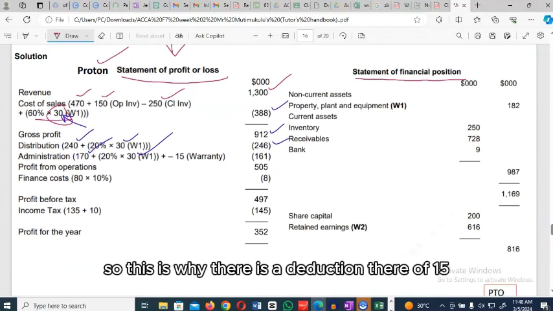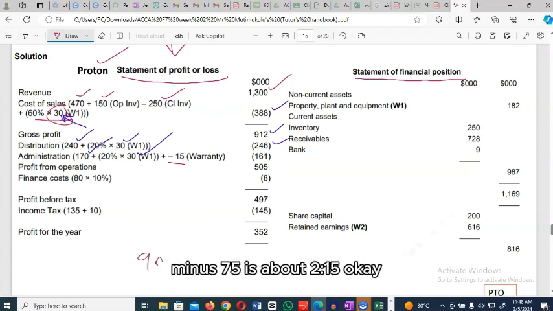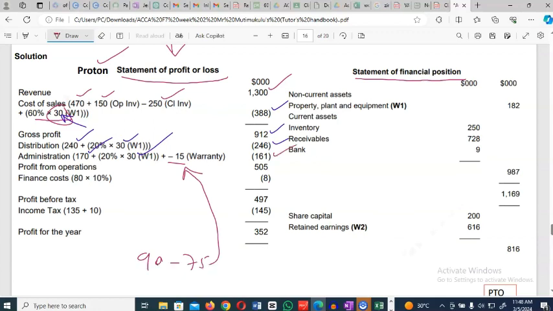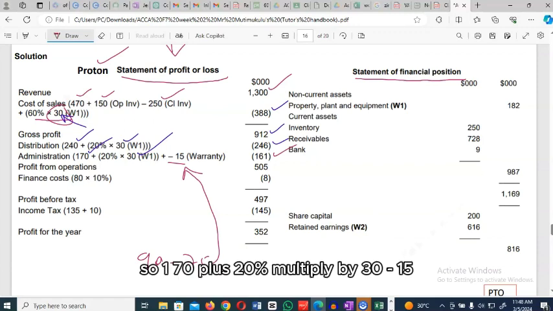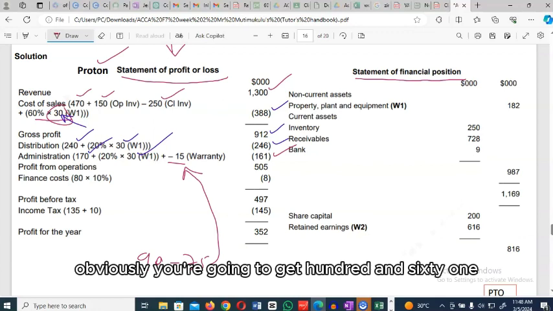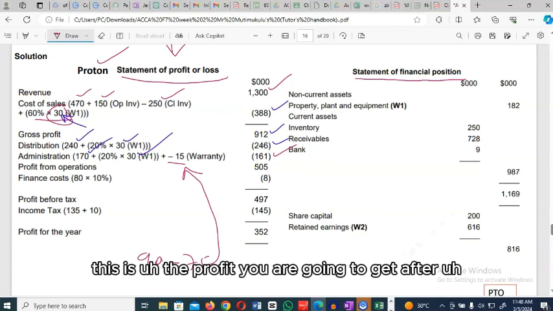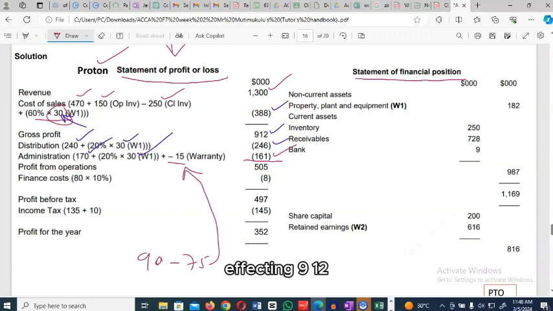So this is why we are deducting. Okay, so this is why there is a deduction there of 15. Remember, 90 minus 75 is equal to 15. Okay, so this is why they were being deducted there. So 170 plus 20% multiplied by 30 minus 15, obviously you're going to get 161. Then profit from operations, this is the profit you are going to get after effecting 912 minus 246 minus 161, you are going to get 505.